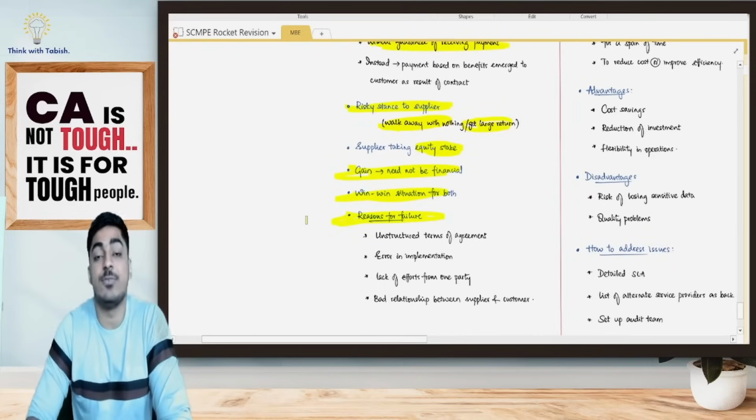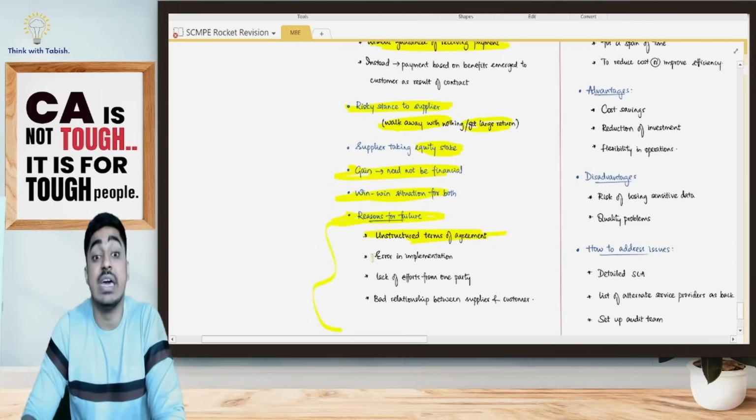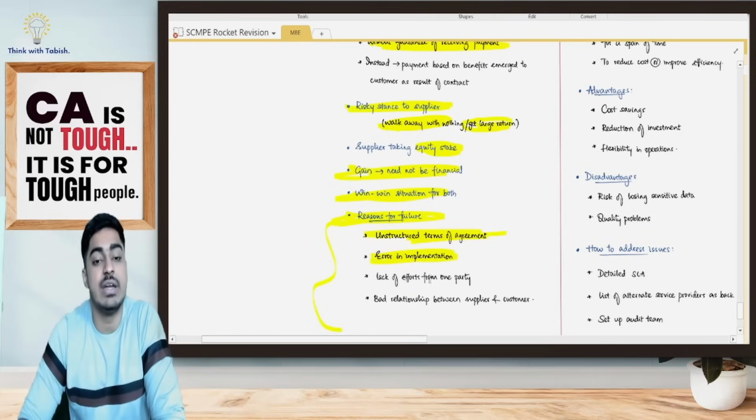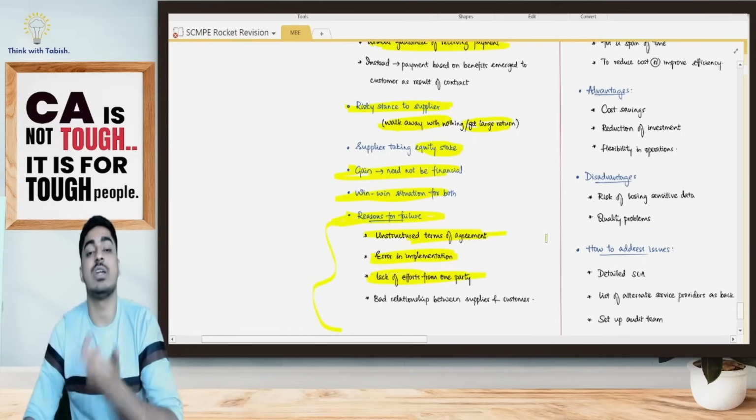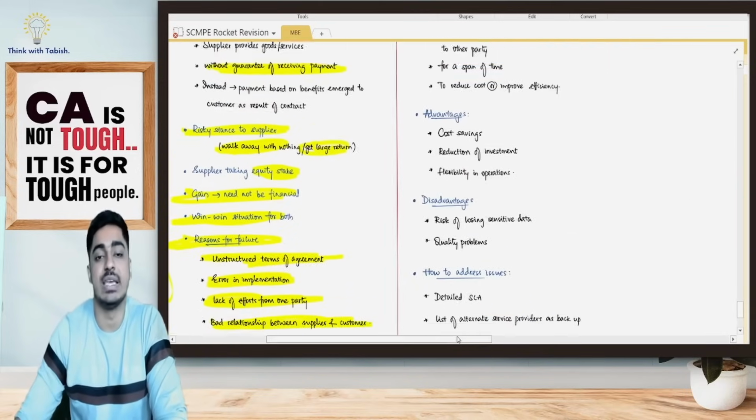Reasons for failure of gain sharing arrangement are important. Unstructured terms of agreement: agreements are not properly structured. Error in implementation: you have not properly implemented. Lack of efforts from one party, not putting efforts at all, or bad relationship between your supplier as well as customer. Is it clear?